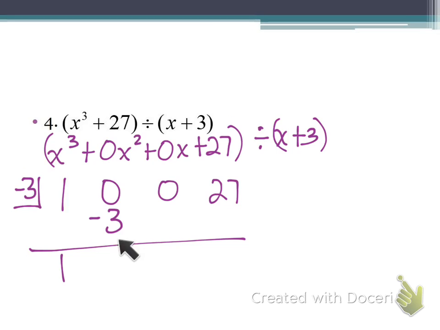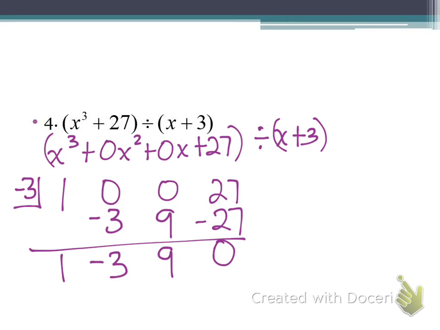What's 0 minus 3? Negative 3. We multiply that by negative 3. We get a positive 9. We add that to 0. It's 9. Multiply by negative 3. Negative 27. Add to 27, we get 0. We get a remainder of 0. So that means that x plus 3 divides evenly into x cubed plus 27.